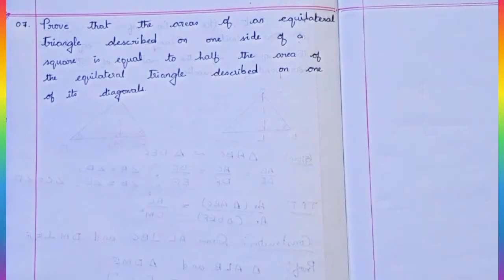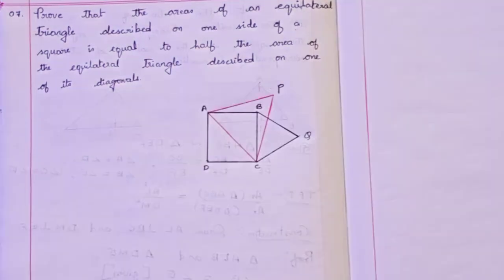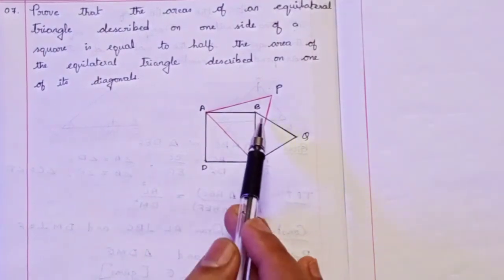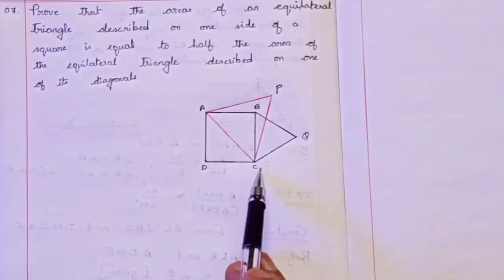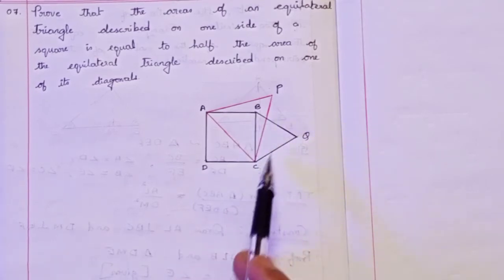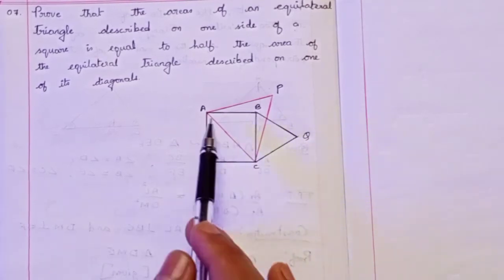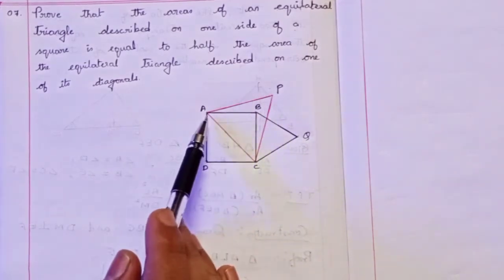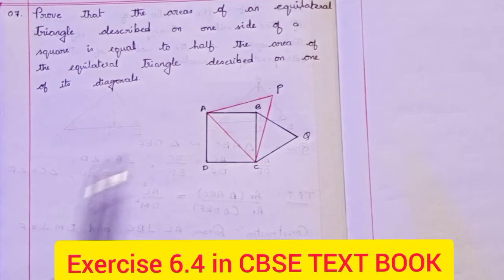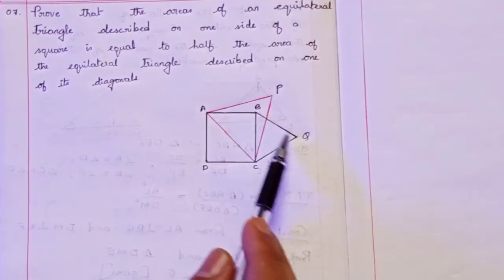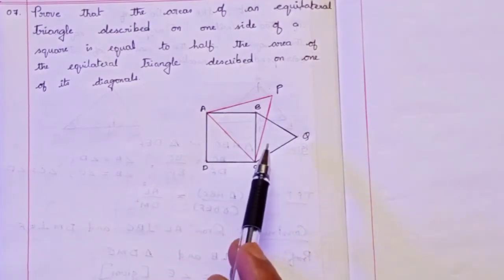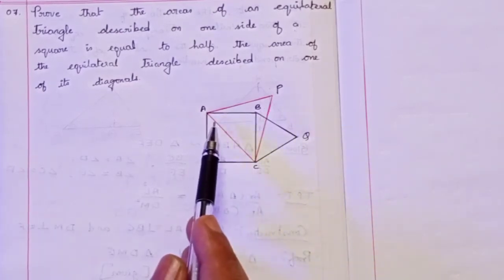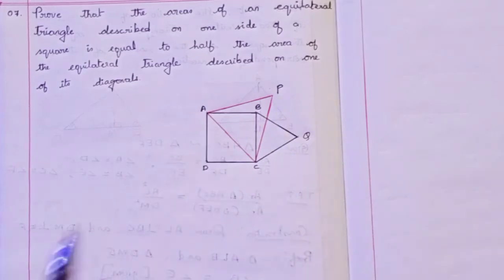So we are going to draw the figure first. I have drawn a square. ABCD is a square where BQC is an equilateral triangle which is described on the side BC of the square, and APC is another equilateral triangle which is described on the diagonal AC of the square. So we need to prove that the area of triangle BCQ is equal to half of the area of triangle APC. I hope that you have understood the question with respect to the figure.